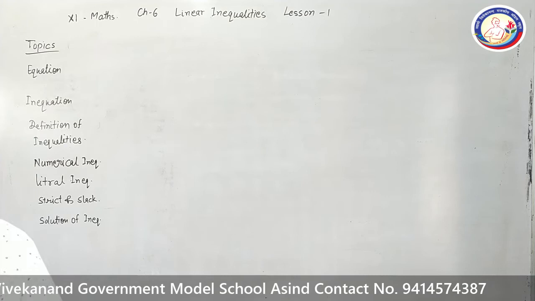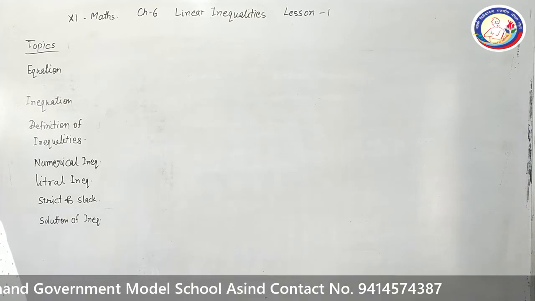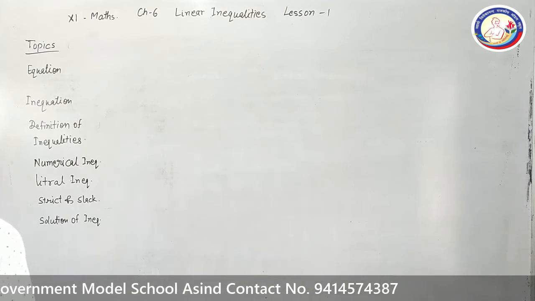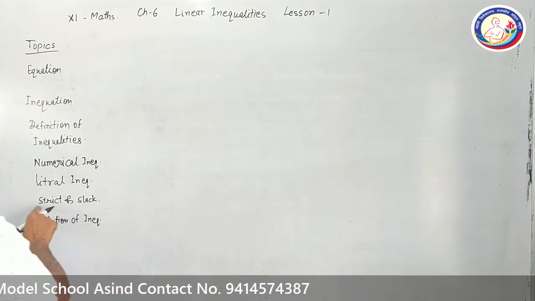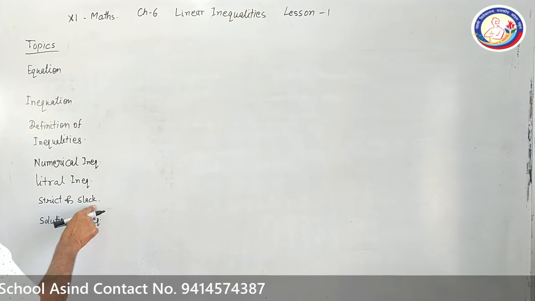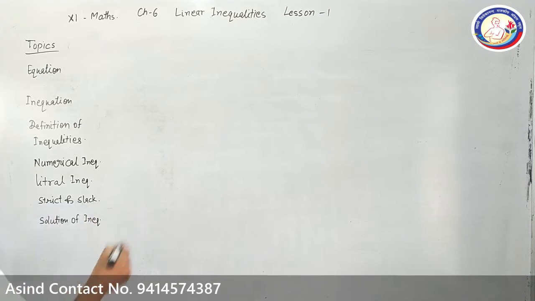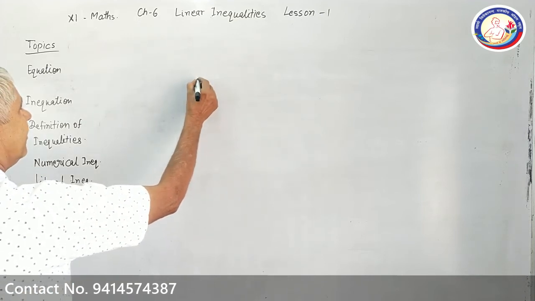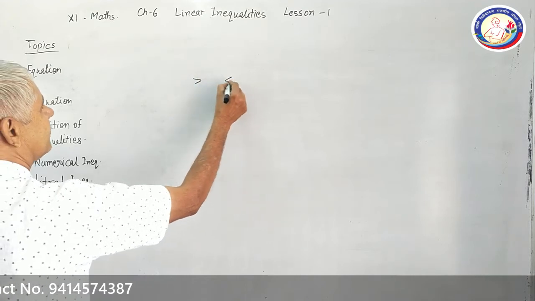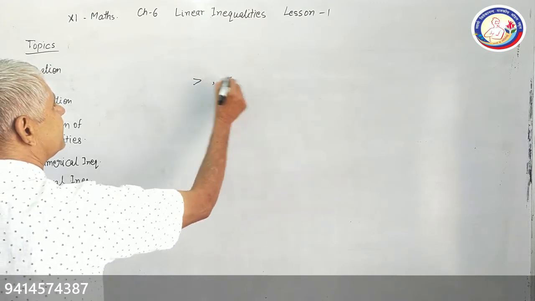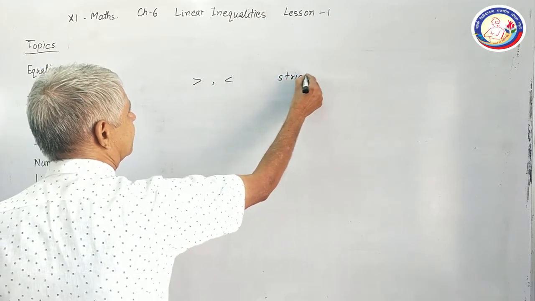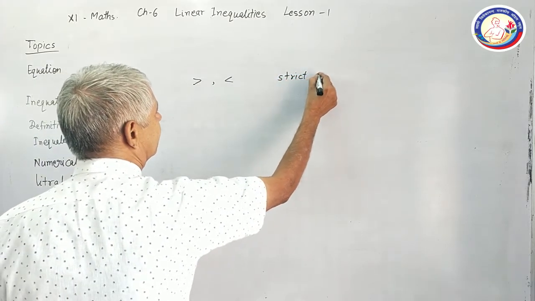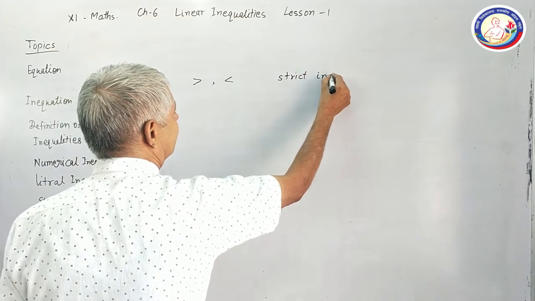So what is linear inequality? I am coming to it. Before this, we understand strict and slack inequality. If there is an inequality with only the greater than or less than sign, either this or this, these are strict inequality.